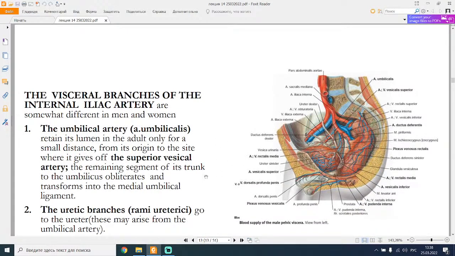The visceral branches of the internal iliac artery are somewhat different in men and women. Arteria umbilicalis retains its lumen in the adult only for a small distance from its origin to the site where it gives off the superior vesical artery.